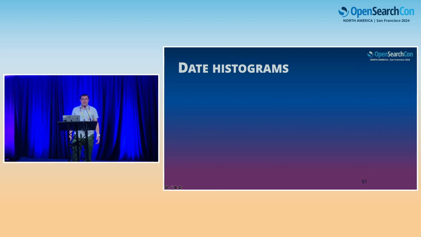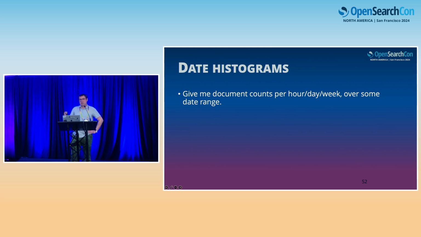Now, moving on to date histograms. Well, what's a date histogram? It's similar to a range aggregation, but for this case, it's specifically on a datetime field, and your ranges tend to be hours, days, minutes, weeks. So they're sort of a fixed width, and you're going to see how many points land within each of those buckets.